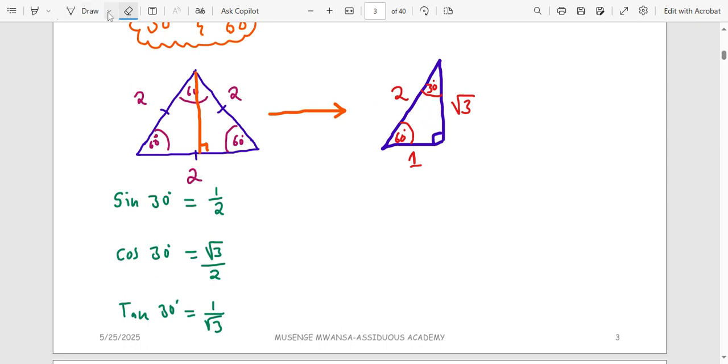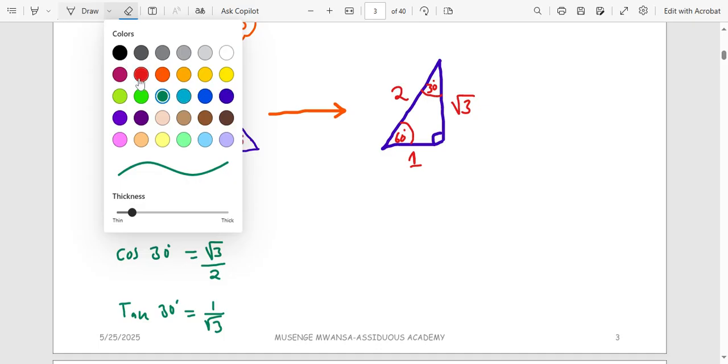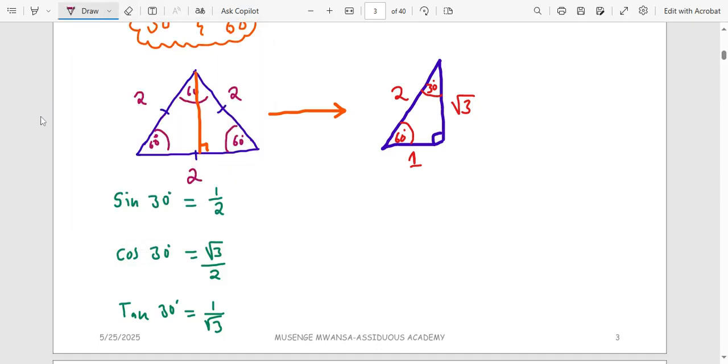If we wanted the opposites for these, for example secant, cosecant, and cotangent, you just swap these. So for example, sec 30, since sec is the opposite of cos, is going to be 2 over root 3.